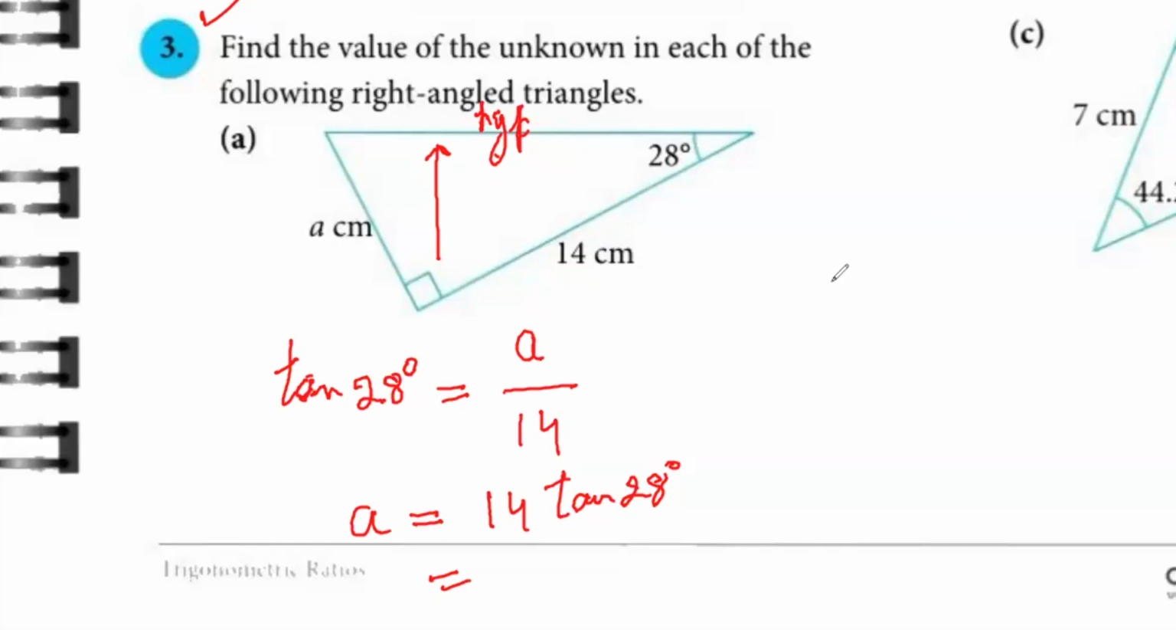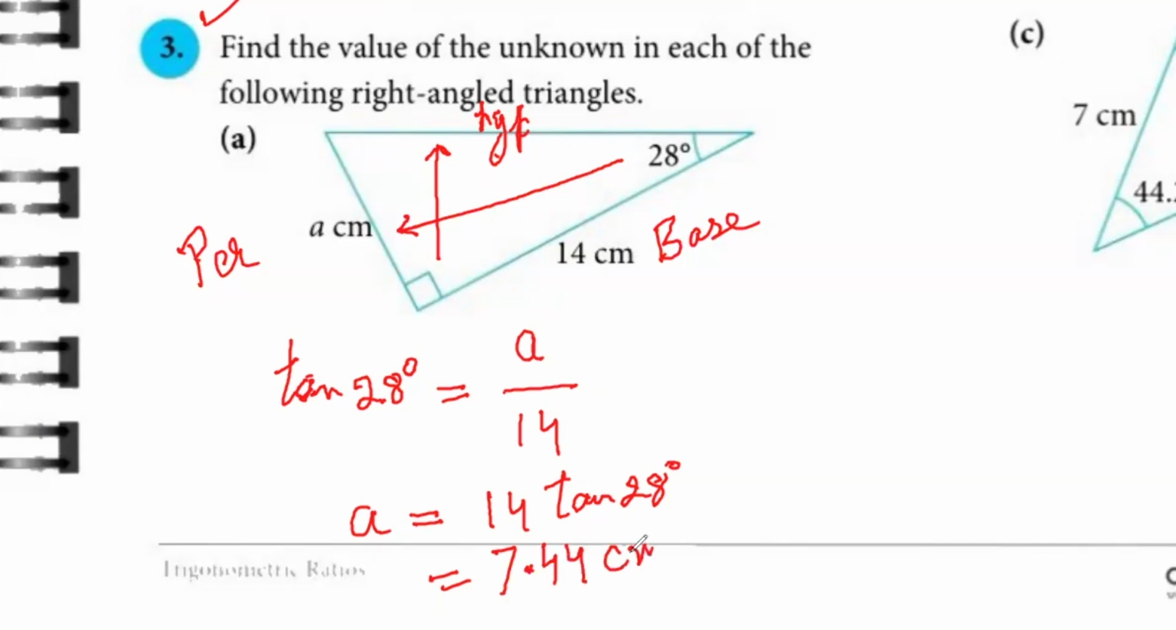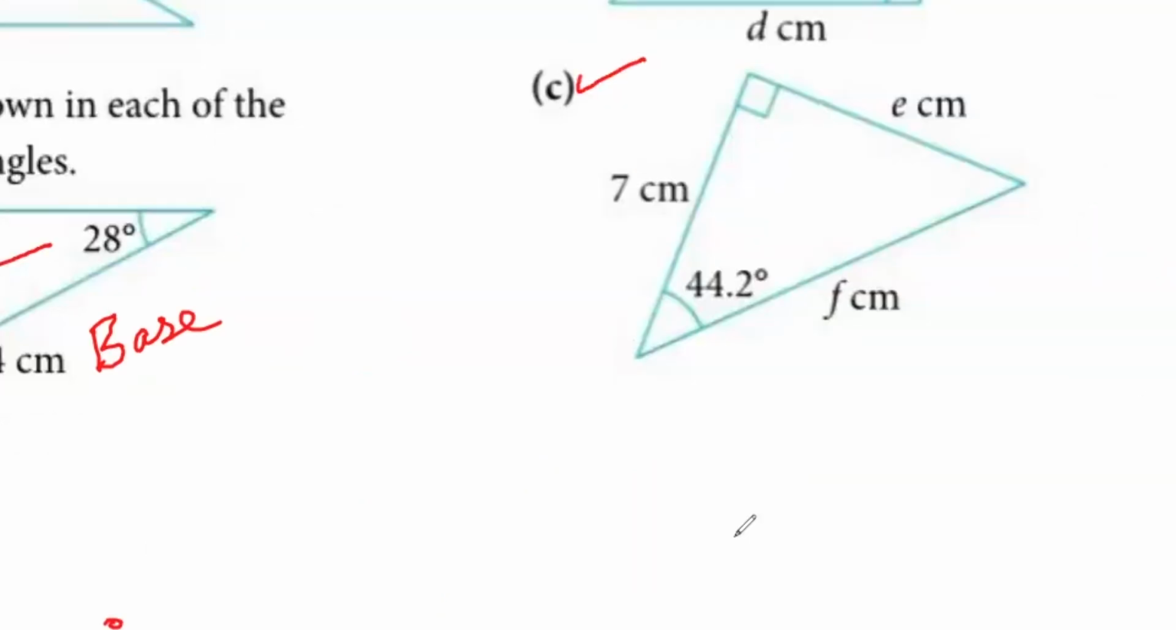Okay. So here in this part A, you can see that the remaining side was hypotenuse. Hypotenuse was not required to be found. And the side opposite to 28 is perpendicular, and this side is base. So tan will be applied. Tan is equal to perpendicular over base. A is equal to 14 this. And we got the answer 7.44 centimeter.